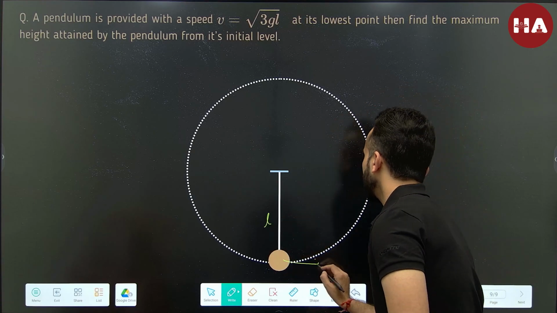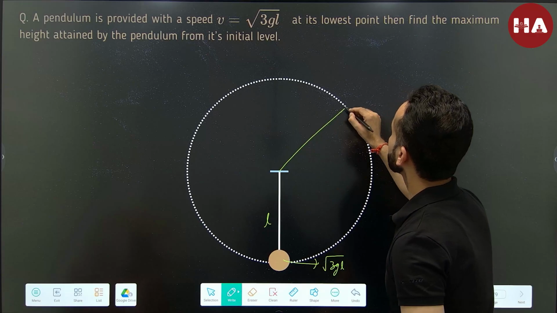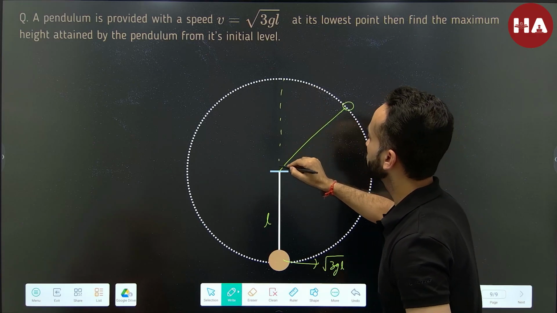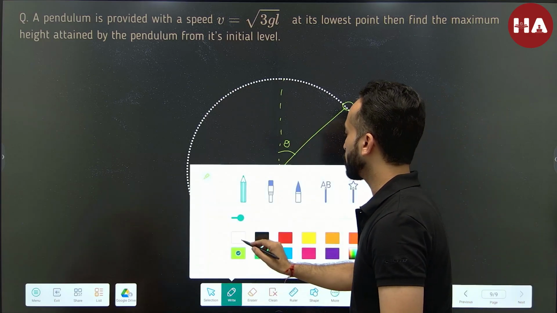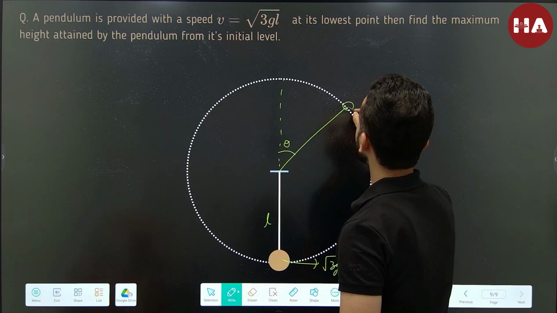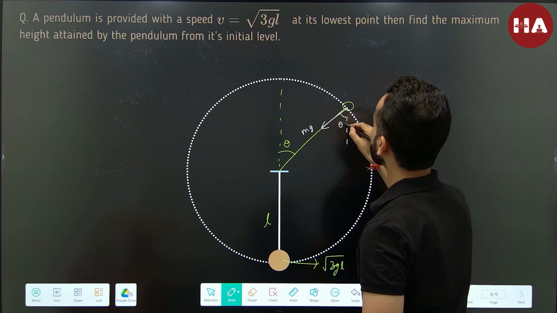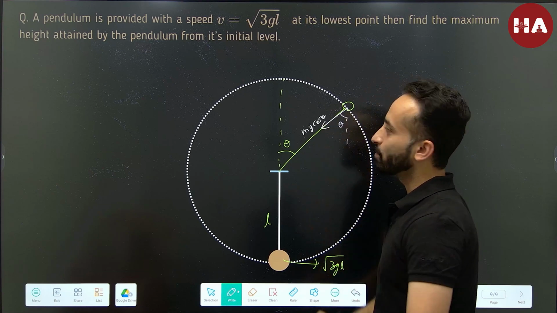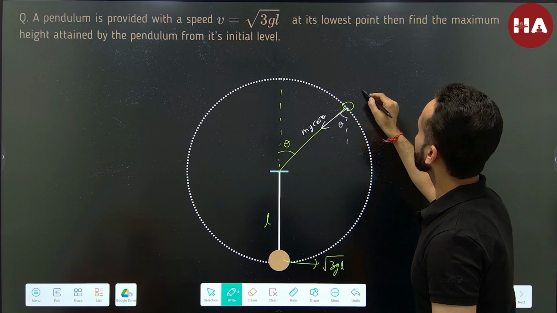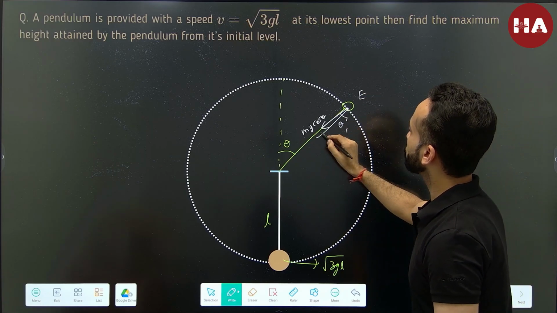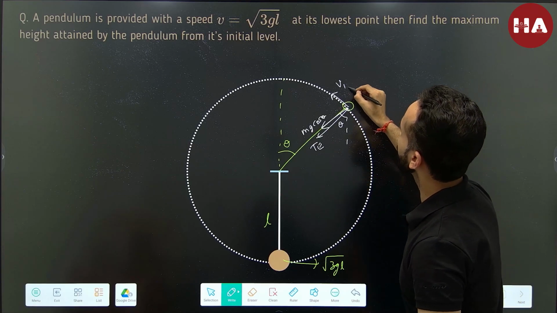So we have provided it with the velocity root 3gL, and you do understand that the string is going to slack somewhere. So first let's assume that it slacks at an angle theta, and let's draw the free body diagram very quickly. Alright, so this is going to be mg, since this is theta, so I hope you are able to resolve vectors and everything. This is going to be mg cos theta. Let's call this point E, and this is going to be TE. Let's call the velocity here VE.